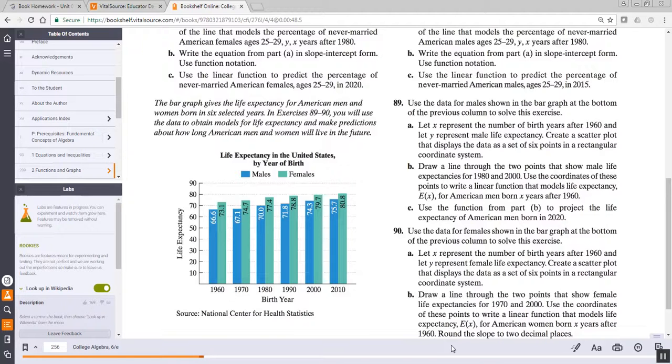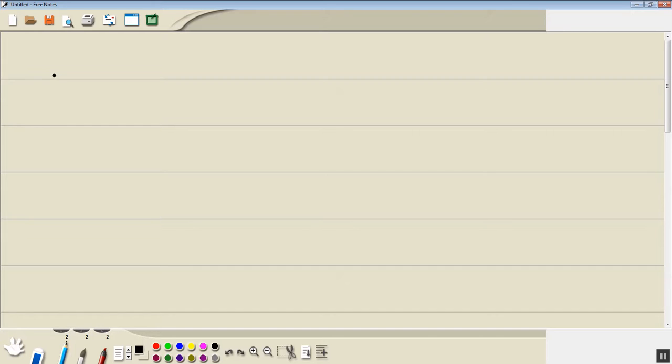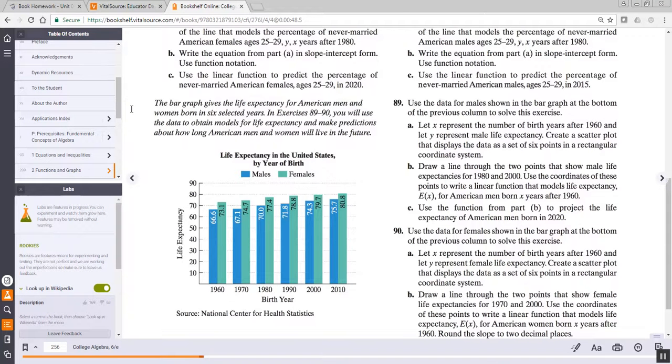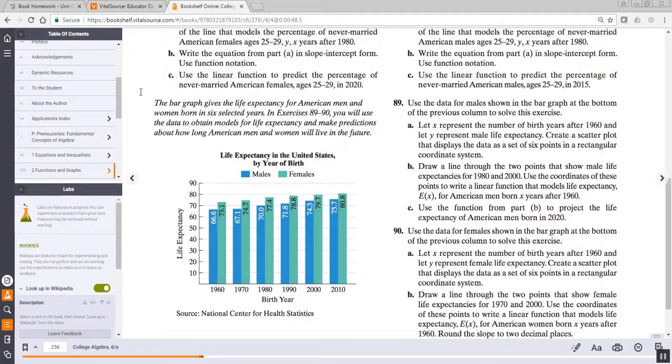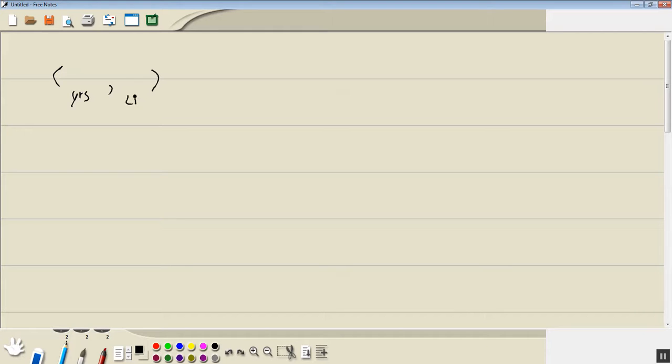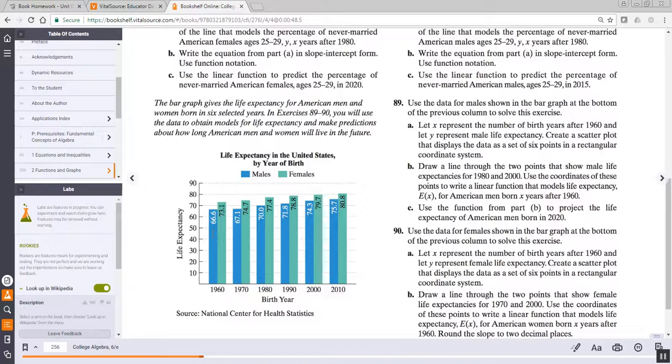Let X represent number of birth years after 1960 and Y represent male life expectancy. Create a scatter plot that displays the data as a set of 6 points in a rectangular coordinate system. X is the number of years after 1960, and Y is male life expectancy, LE for life expectancy.